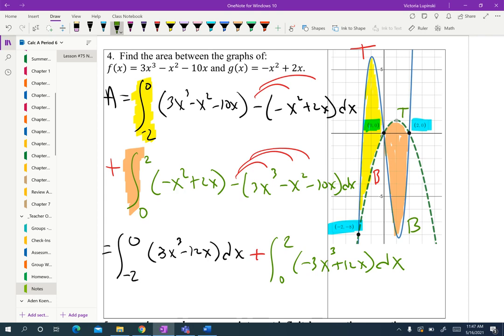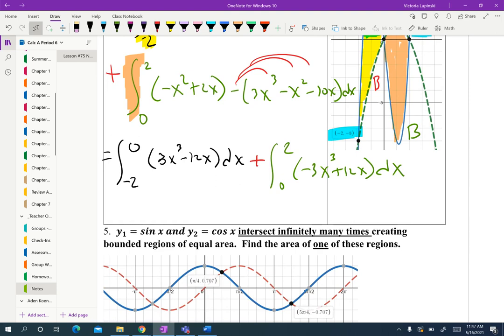Then you're going to calculate each of those integrations. Starting with the first piece, if I integrate 3x cubed, that becomes 3x to the fourth over 4, minus 12x squared over 2, which simplifies to negative 6x squared. I'm going to evaluate that from negative 2 to 0. You can finish that piece all the way through, or do the second integration. This is going to be negative 3x to the fourth over 4 plus 6x squared, evaluated from 0 to 2.